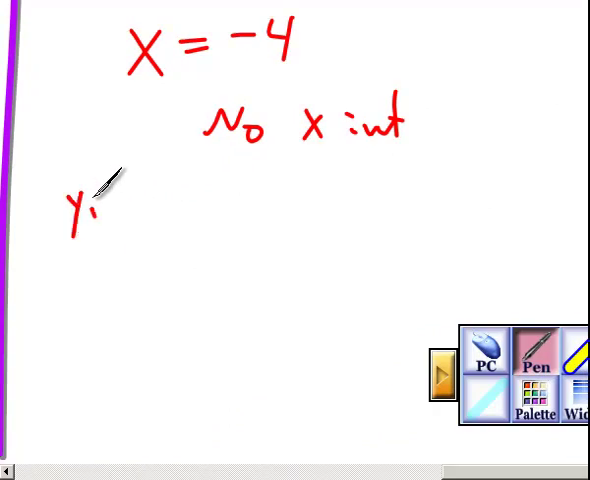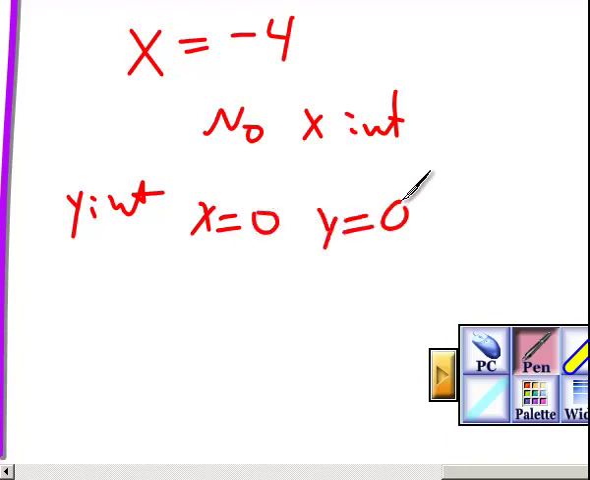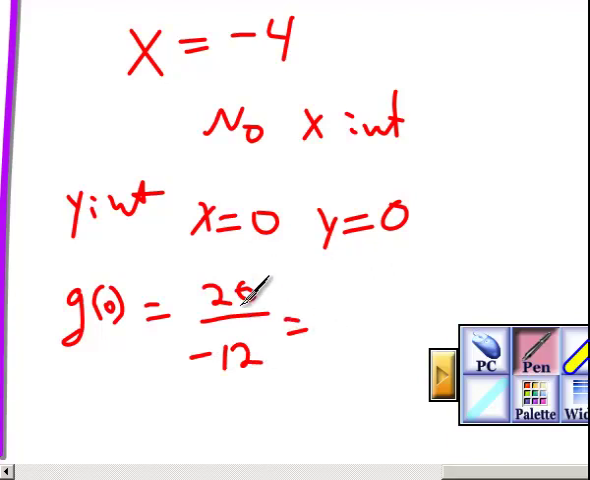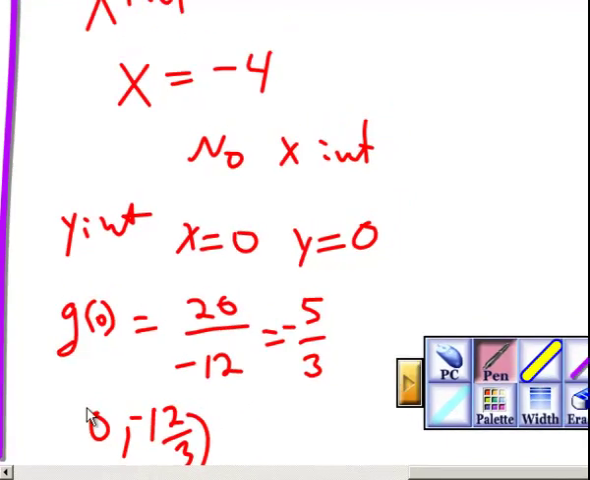Now the y-intercept, we're going to set x equals 0 and solve for y. So this will be g of 0, which is 5 times 0 plus 20, that'll be 20 over negative 12. That simplifies to negative 5 over 3. So that'll be the point 0, negative 1 and 2/3.